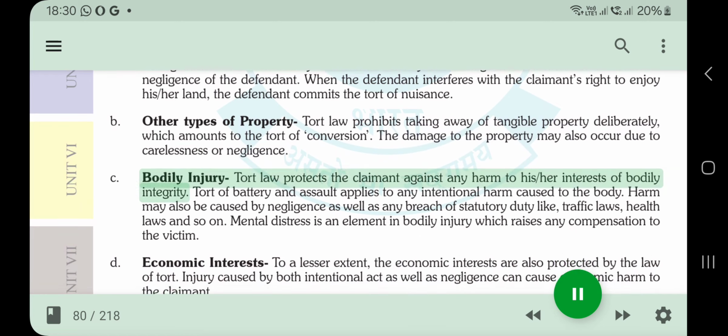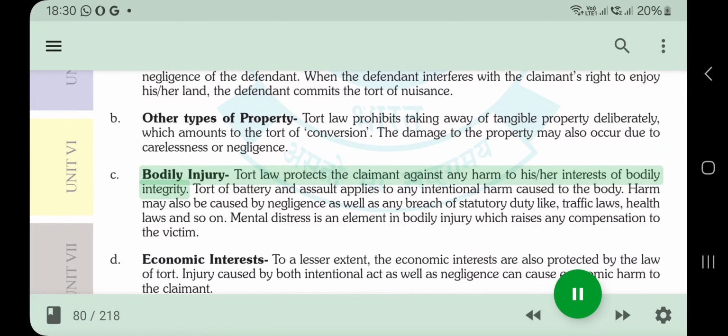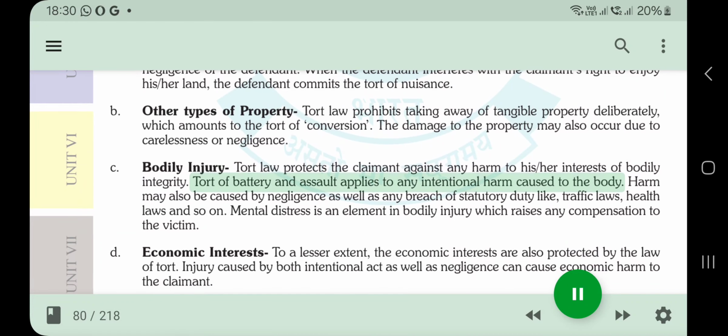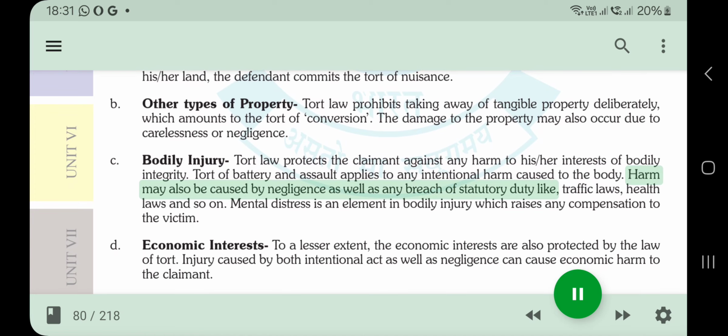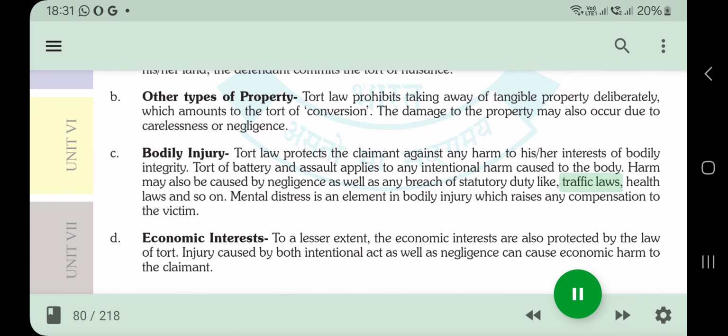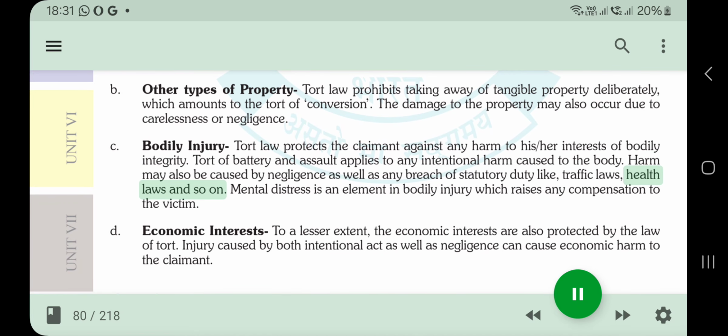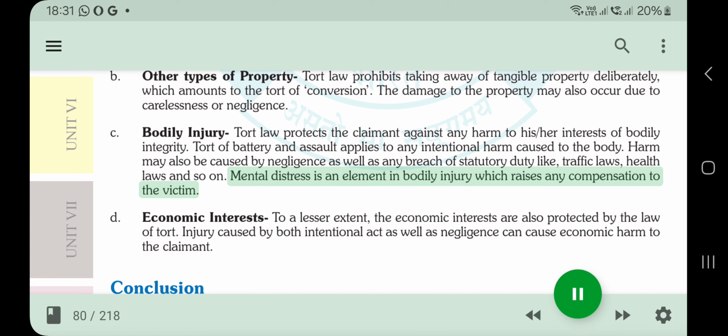C. Bodily injury. Tort law protects the claimant against any harm to his/her interests of bodily integrity. Tort of battery and assault applies to any intentional harm caused to the body. Harm may also be caused by negligence as well as any breach of statutory duty like traffic laws, health laws, and so on. Mental distress is an element in bodily injury which raises compensation to the victim.